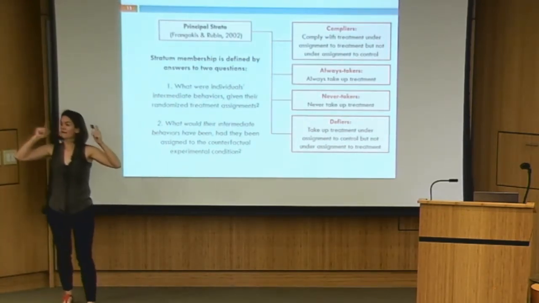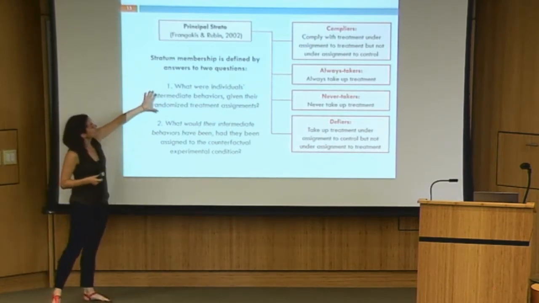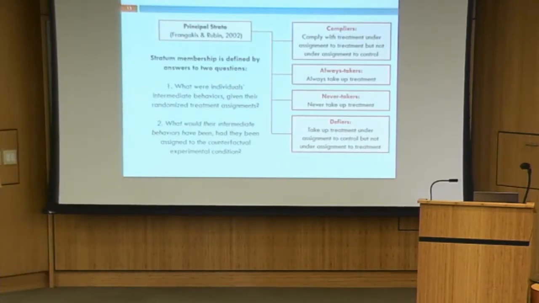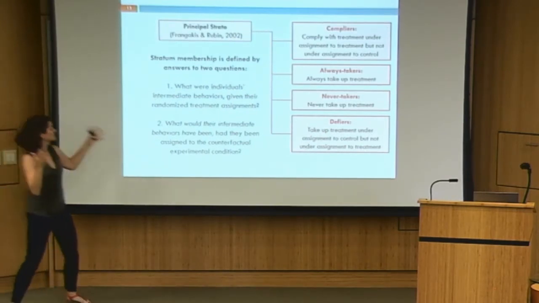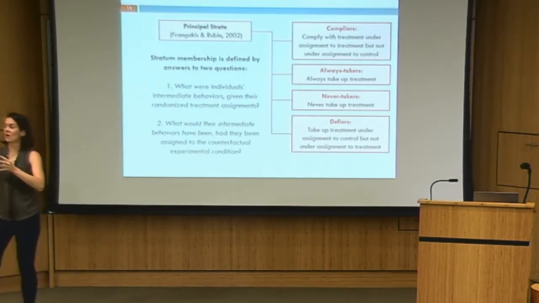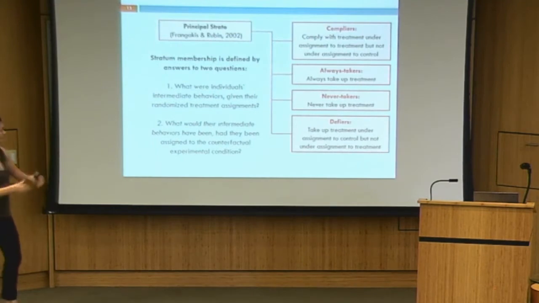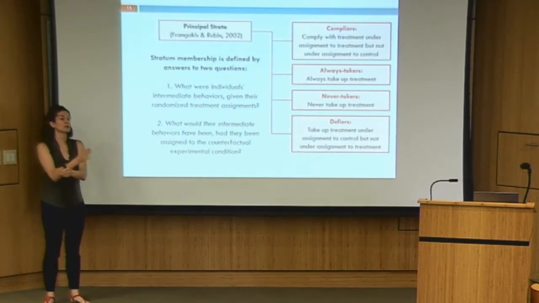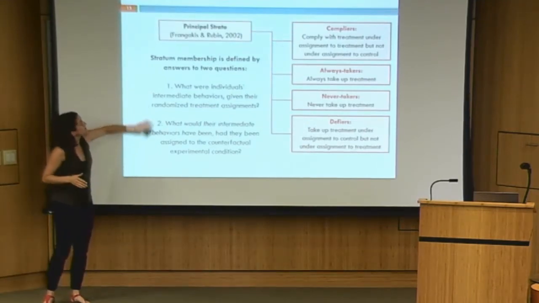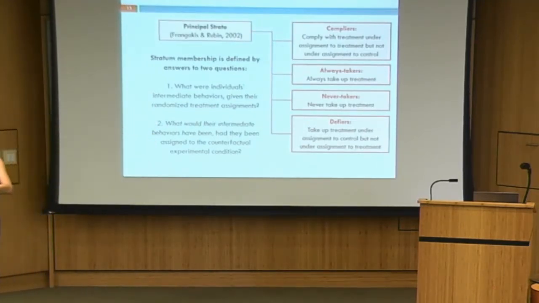So there's counterfactual reasoning that goes on. For every individual in your data, in your population, you want to ask, what were the individual's intermediate behaviors given their randomized treatment assignment? And that's something that we can observe. But to define the strata, we also need to ask the counterfactual to that. So what would their intermediate behavior have been had they been assigned to the alternate experimental condition? It's the answers to these two questions. What did the person do, and what would the person have done under the other random assignment, that you use to define the strata that you care about?